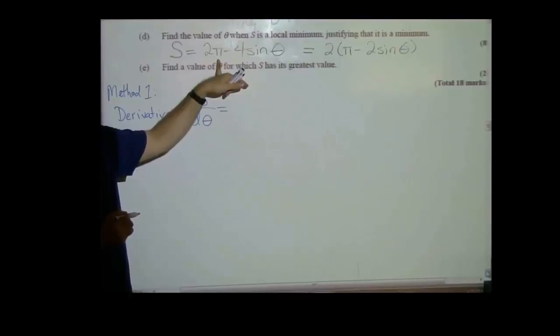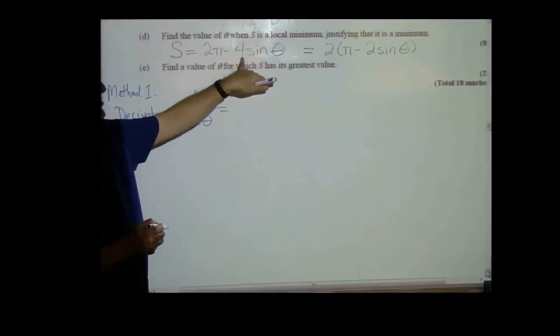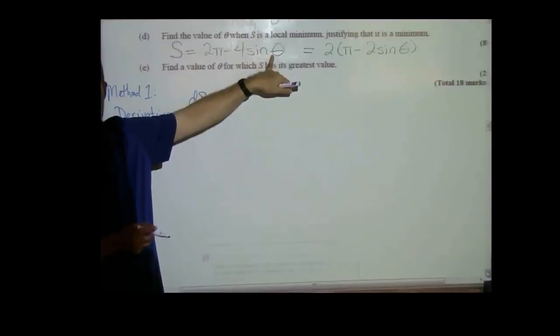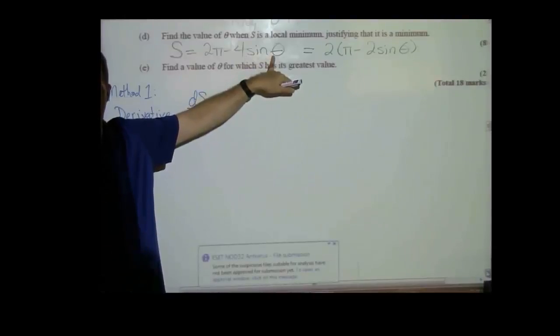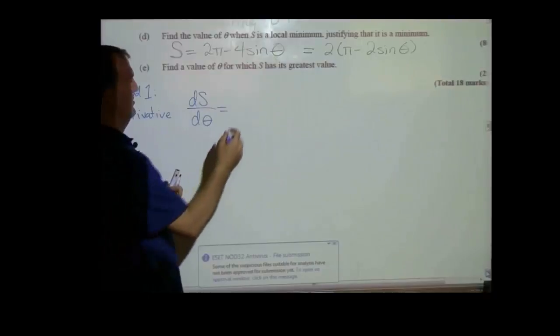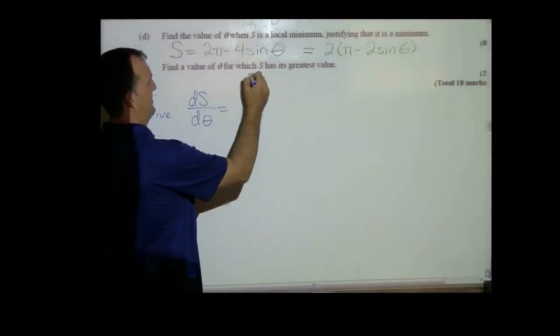What's the derivative of 2 pi? Nothing, 0. So minus 4 sine theta, what's the derivative of 4 sine theta? Derivative of sine x is? Isn't it the product rule? It is. But again, yeah.